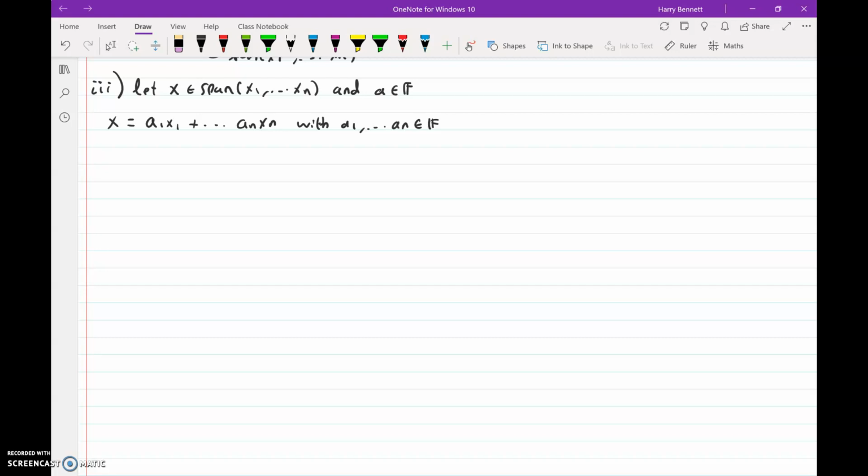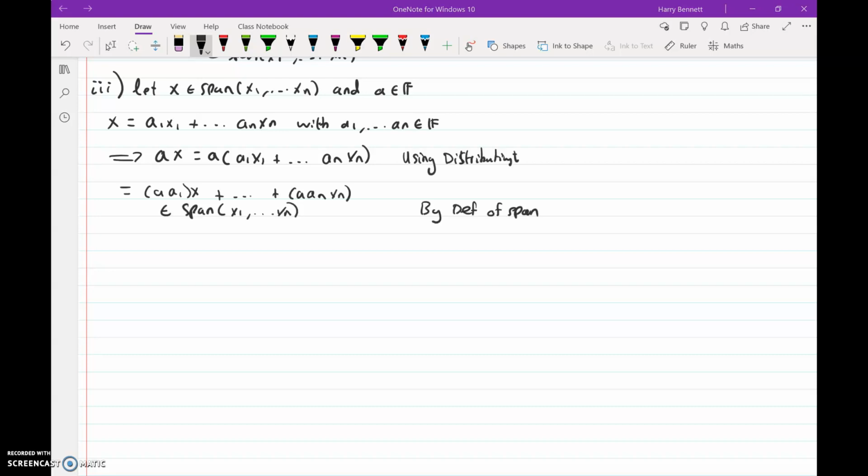And we know what x is by definition of the span. And then we can use the first distributivity law to multiply both sides by a. And then we can pull the factor of a out. So if we multiply every term by a and then we pull the factor of a out, then this is a times a1 x1 plus up to an xn. So we've multiplied the left by a, and so we've got to multiply the right by a. So we multiply everything by a, and then we pull a out. And we find it is indeed in the span.